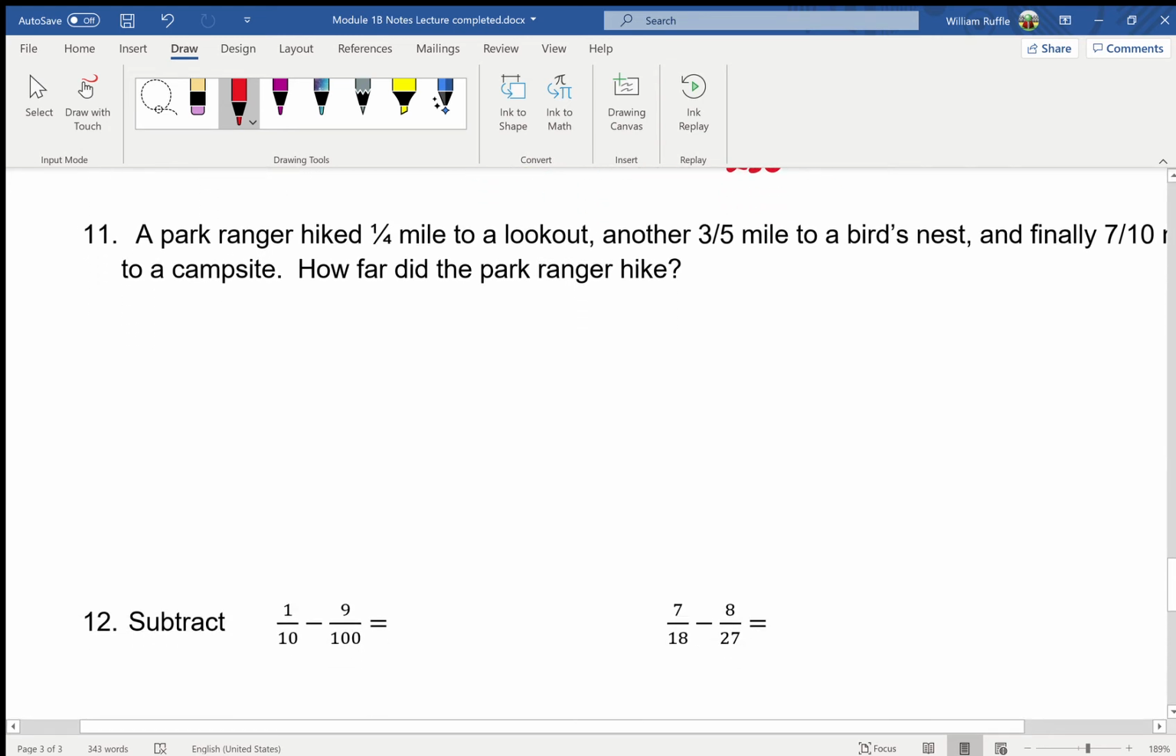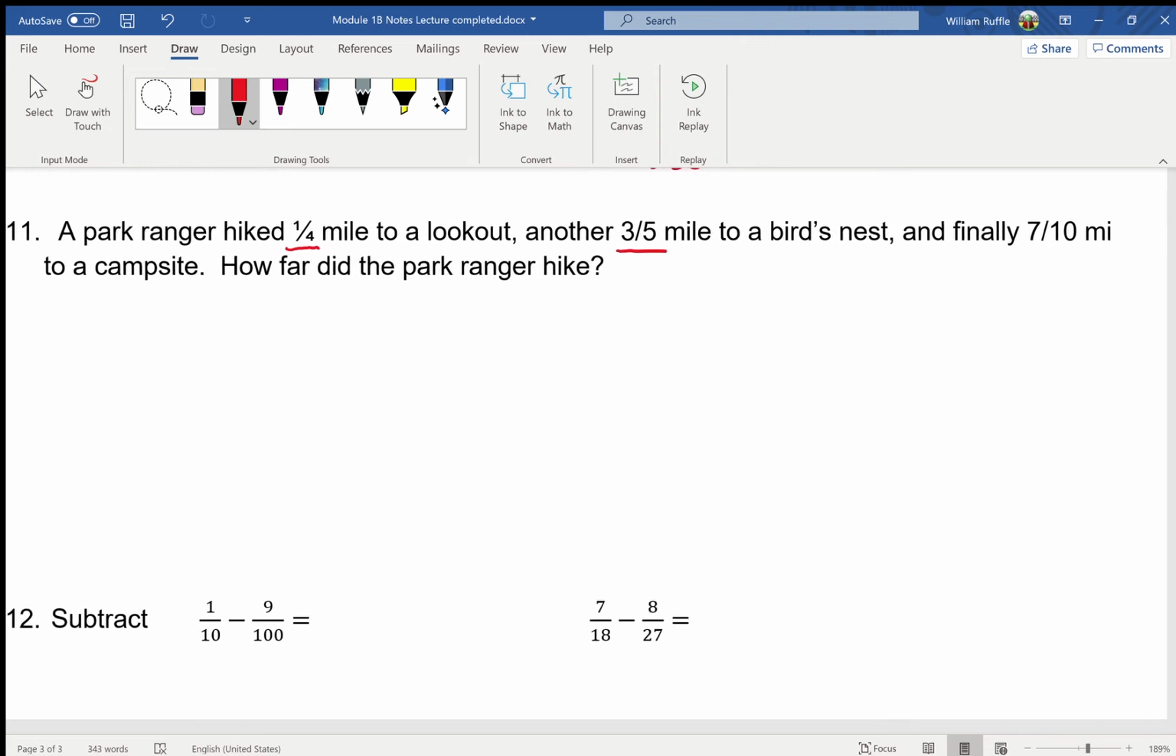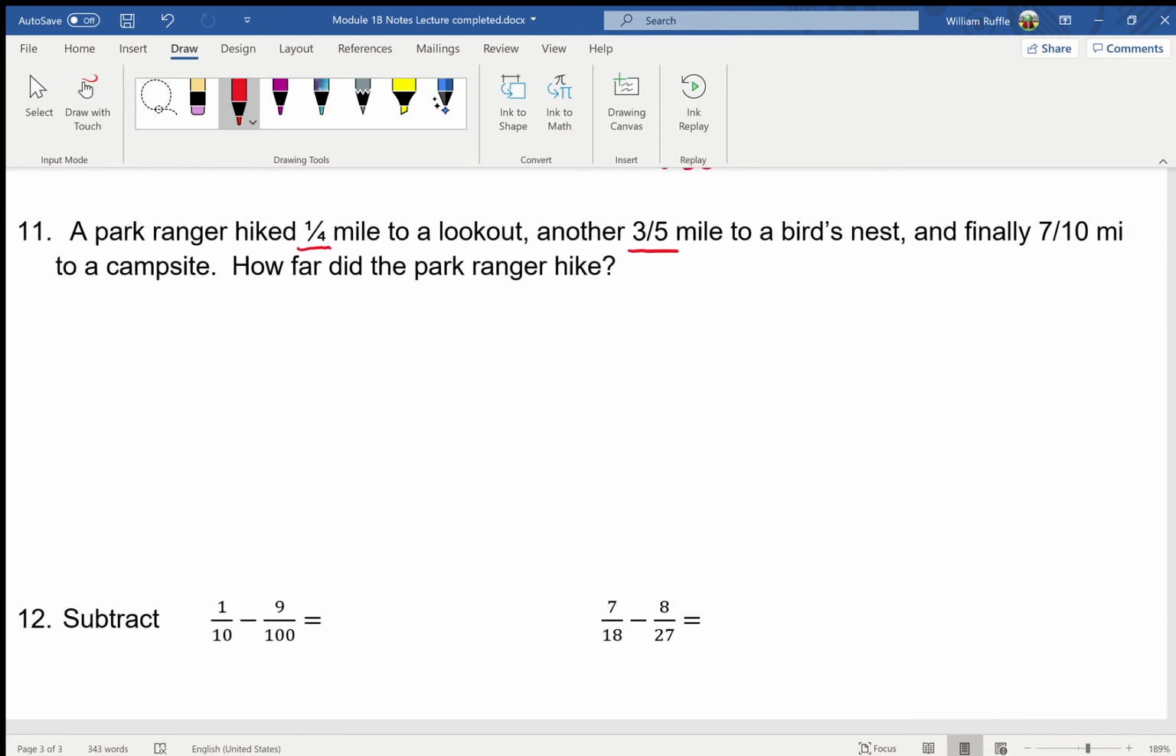Alrighty, a word problem. A park ranger hiked 1/4 mile to a lookout, 3/5 of a mile to a bird's nest, and then 7/10 of a mile to a campsite. How far did the park ranger hike? So really we want to total this up. So it's really going to be 1/4 plus 3/5 plus 7/10. And I like this question in the homework as well, where they're adding three fractions. You don't get crazy denominators. This is a very nice one.